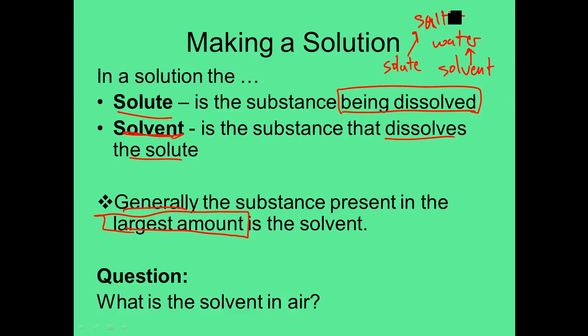Now, question. What is the solvent in air? I said earlier that it was a solution of gas with gas, right? So it's going to take a gas to be the solvent. Think about what you might expect it to be. I'll give you 10 seconds to think about your answer. Write it down in this space here that I put the box around, and then we'll move on to the next slide.